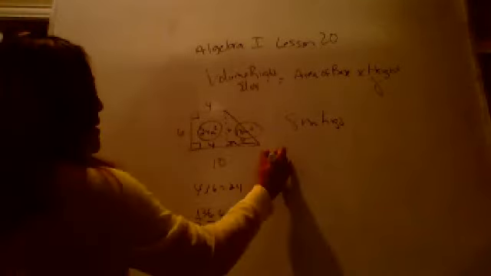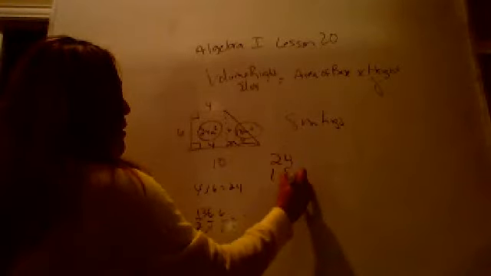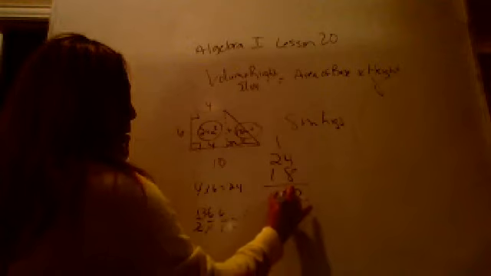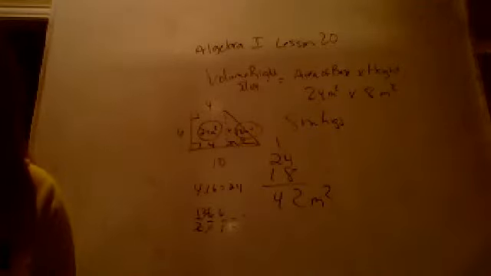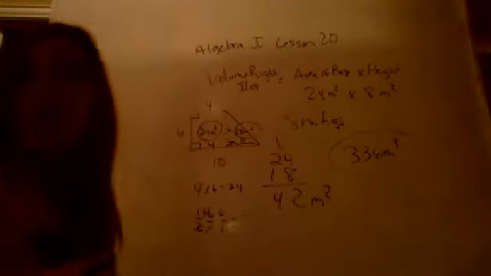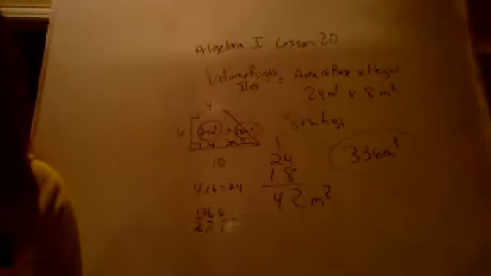Now what do I do? I add those two because it's the area of this figure here. So I'm going to take 24 plus 18, and that's going to be 42 meters square. Times, what's my height? They said it's 8 meters. So when I multiply that out, I get 336 meters cubed. It's as simple as that.